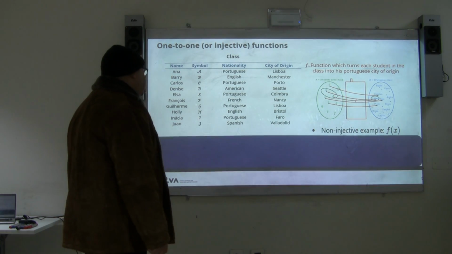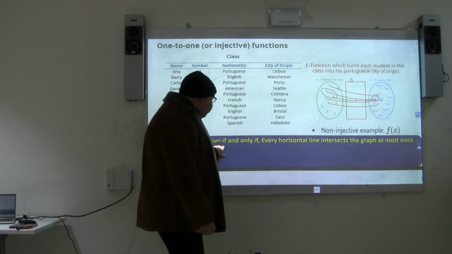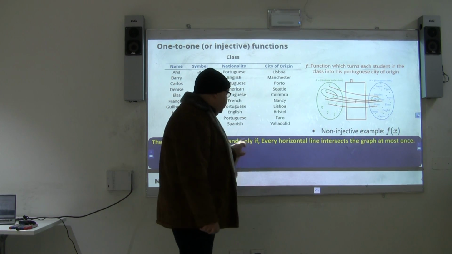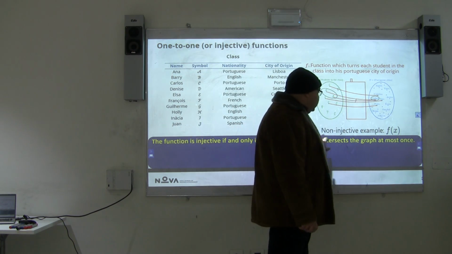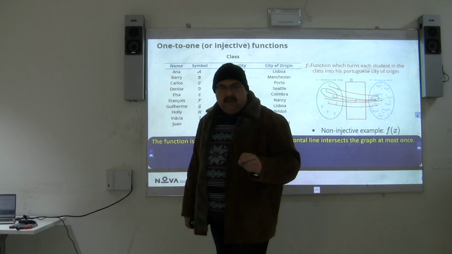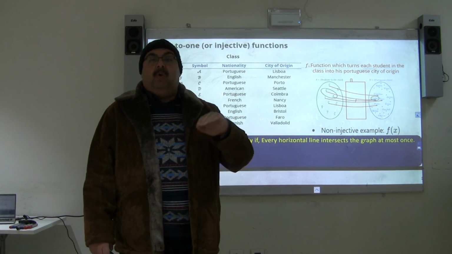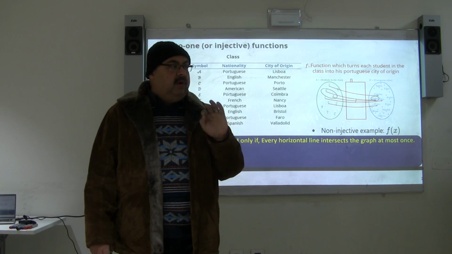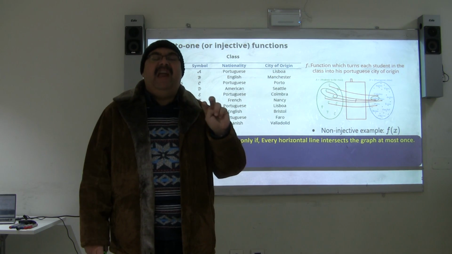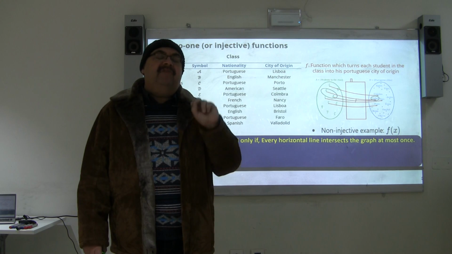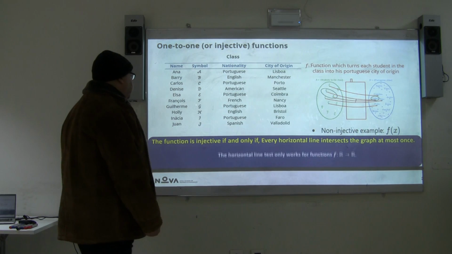That will make us go through this definition. The function is injective if and only if every horizontal line intersects the graph at most once, which means for every value in B, or every value of the output, you will find only one value in the input. I can say also, if you have two equal values in the output, you will have two equal corresponding values in the input. You will find this definition shortly, inshallah.